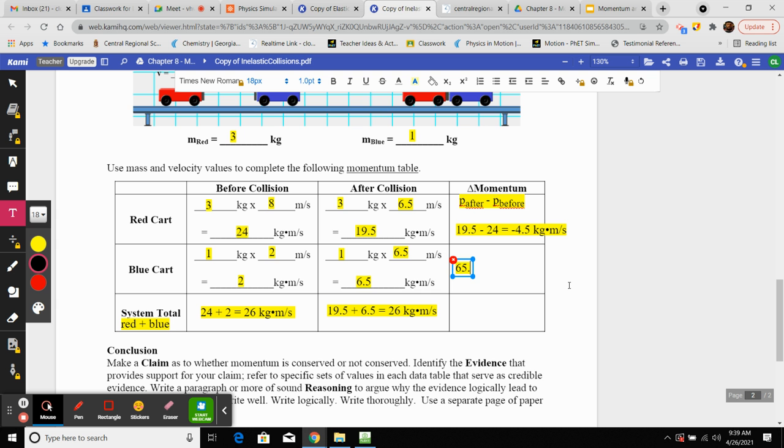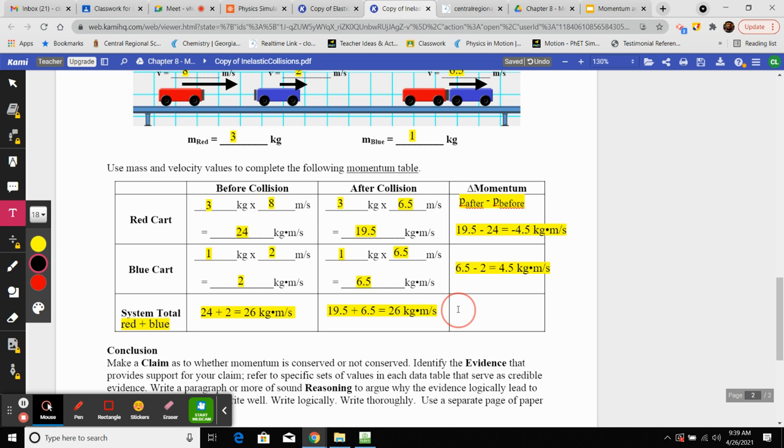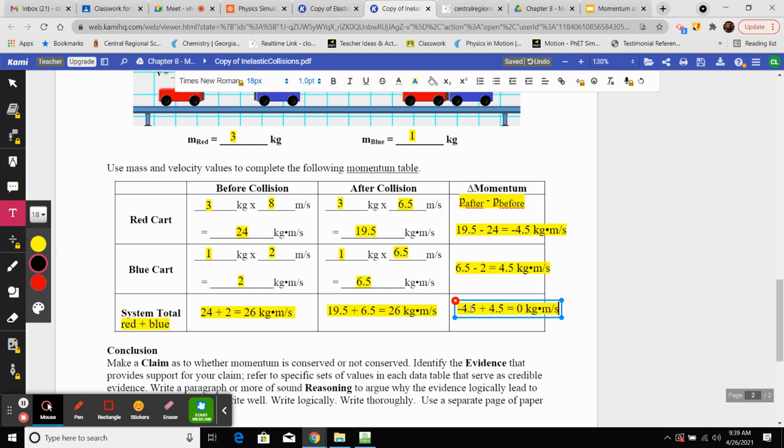So I had 6.5 was my after, and my initial was 2. So when I do that, I get a 4.5. Well, you've got to do the conclusions. I already did that. Okay. So then red plus blue, negative 4.5. Whoop. Plus 4.5 equals 0.